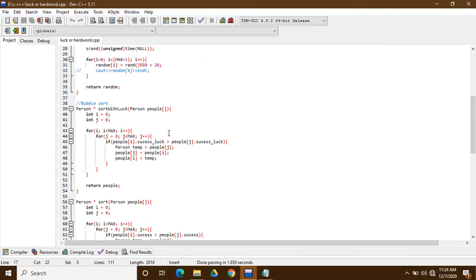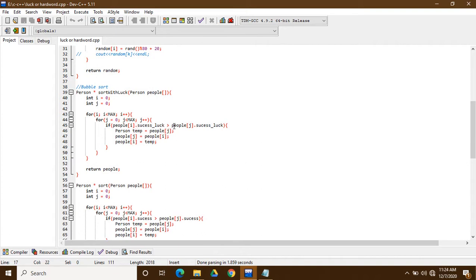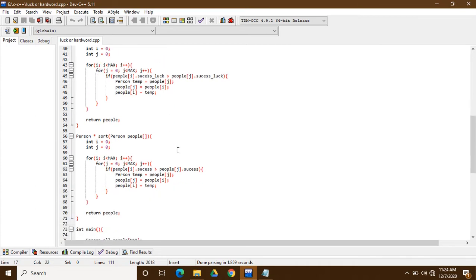And then I use the bubble sort algorithm to create a sorting function, which I called sort with luck. It also returns a pointer. It uses the bubble algorithm, which means it swaps the values if the value is greater, and it does that for the whole list, comparing the success which includes luck. So sort with luck arranges people from the highest to the lowest level of success depending on luck. Then I have another function, which I just called sort, which sorts people by the level of success which does not include luck, so it's luck independent.